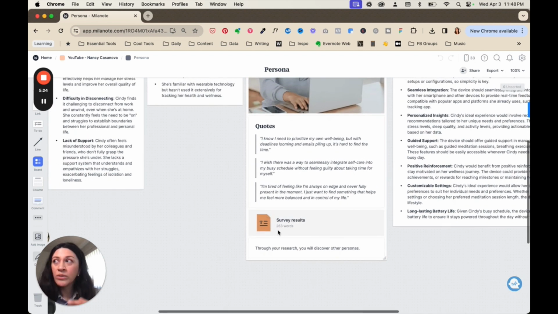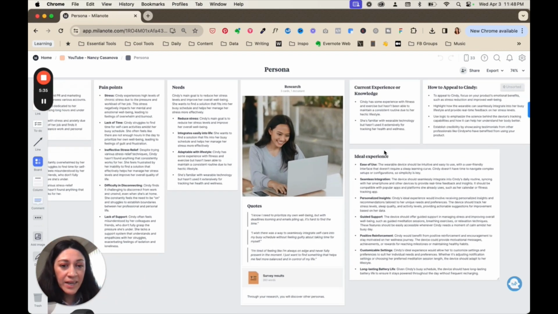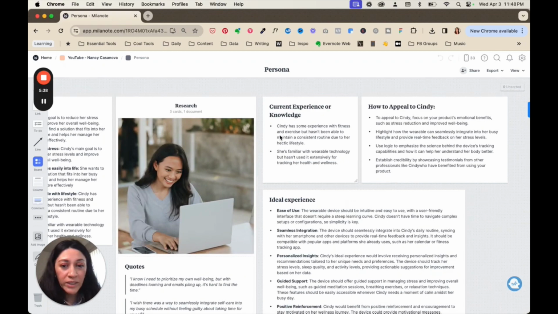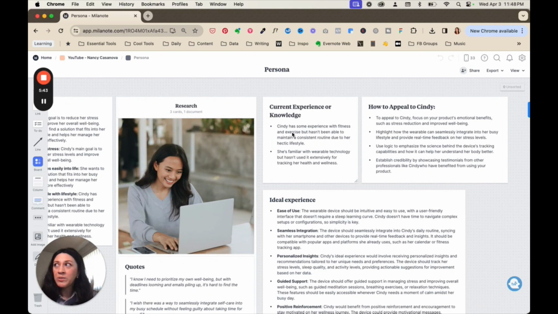If you were to do a SurveyMonkey for your broader audience and bring all that data in here, there are different ways you can help formulate that. Some of the things you also want to identify as you're doing your research: what is her current experience and knowledge? Because you want to think about what reservations or objections she might have with purchasing my offer or product or working with me. And then how would you appeal to her? What would help move Cindy's decision towards purchasing?